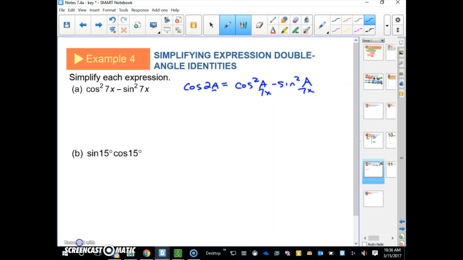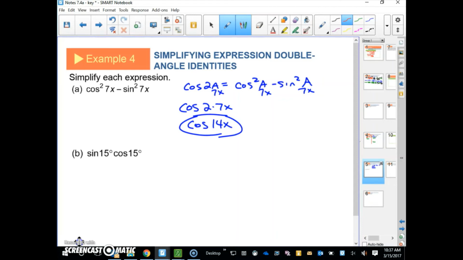And so if A is 7x, that's going to be cosine 2 times 7x. Now these are called double angle identities for a reason. It just doubles the angle. This is cosine 14x. That's it. Okay? Some of these don't have to be difficult. Some of these are supposed to be fairly straightforward.